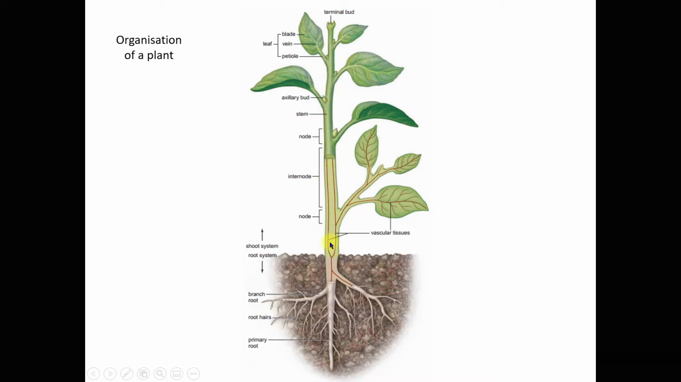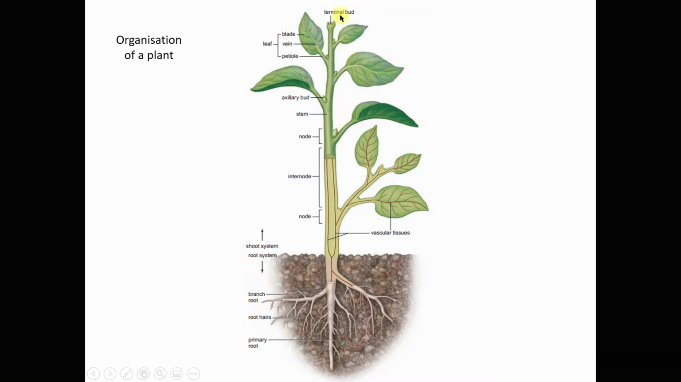Next, the water and food transport system, or the transportation system in a plant, is known as the vascular tissues. So these vascular tissues will form the transportation system inside a plant. This is the vascular tissues.